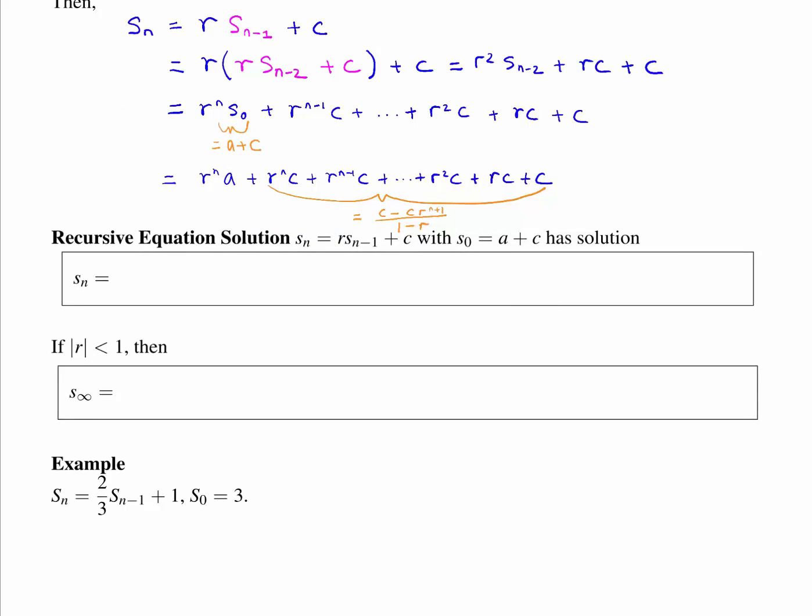Sn is equal to r times S_{n-1} plus c, starting at S0 equals A plus c, has the solution Sn equals r to the n A plus c minus c times r to the n plus 1 all over 1 minus r. And moreover, if the magnitude of r is less than 1, then the limit of these Sn's exists, and it is S infinity is equal to c over 1 minus r. Let's close with an example.